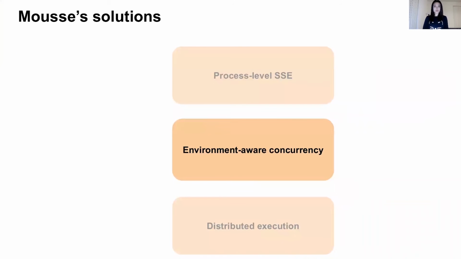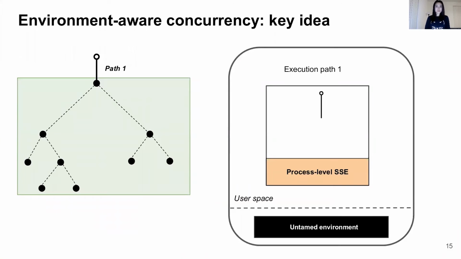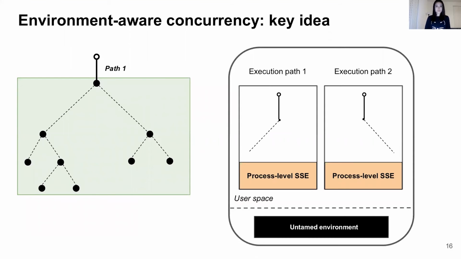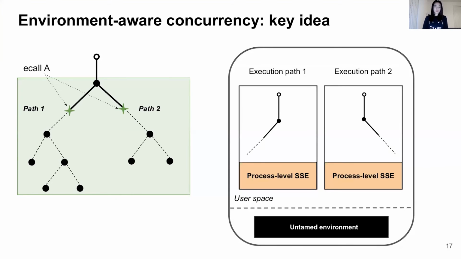That's why we need environment-aware concurrency as our second solution. Here's one example to illustrate how it works. Assuming the left side is the program's execution tree, at first only path 1 is executing. Then the program sees a predicate on a symbolic variable. The SSE engine forks another process to execute path 2. Now both of them want to issue an ioctl called A, in other words, ioctl A to the environment. However, without expecting multiple concurrent ioctl A from user space, the environment may see conflicts and return an error.